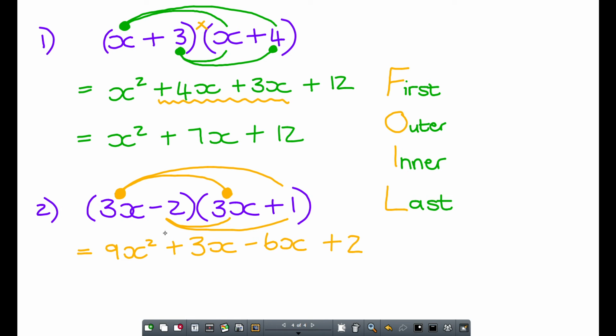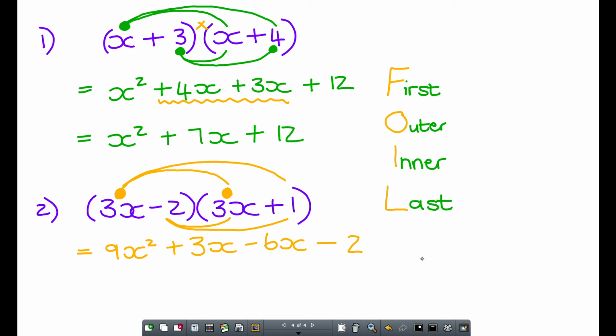Right? So these two, I've got to multiply. Right? So minus 2 times 3x, and that gave me the minus 6x. You guys fine with that? Okay, and now it's last, the last term of each bracket. So, whoa, it does it again. Okay, so the minus 2 multiplied with the positive 1. Minus 2 times positive 1 is going to give me a minus 2.